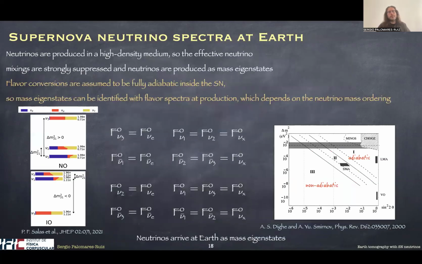So neutrinos are produced in a very high density medium, so the effective neutrino mixing is strongly suppressed. So neutrinos are produced as mass eigenstates. And in principle, the propagation of neutrinos can be fully adiabatic inside a supernova. So mass eigenstates would be identified with flavor spectra at production, and that depends on the neutrino mass order, to which neutrino flavor corresponds to each mass eigenstate. But the important thing is that neutrinos arrive at the Earth as mass eigenstates.